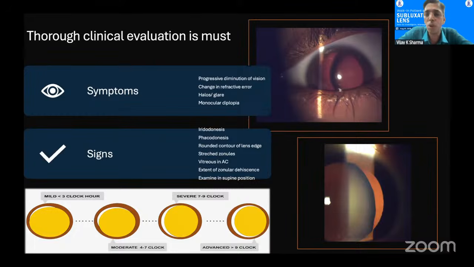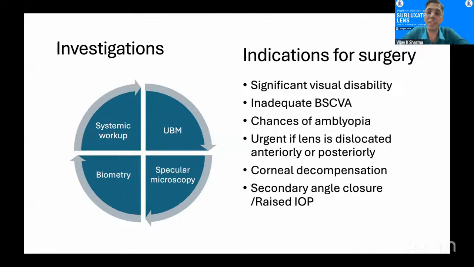The extent of zonular dehiscence has to be determined preoperatively so that you can plan what type of surgery you have to plan in such patients. Now, based on the extent, it can be labeled as mild if it is less than 3 clock hours, moderate if it is 4 to 7 clock hours, severe if it is 7 to 9 clock hours, or advanced if it is more than 9 clock hours. Then a thorough evaluation has to be done, especially in cases of Marfan syndrome. A systemic evaluation and a consultation with a physician is very, very important.